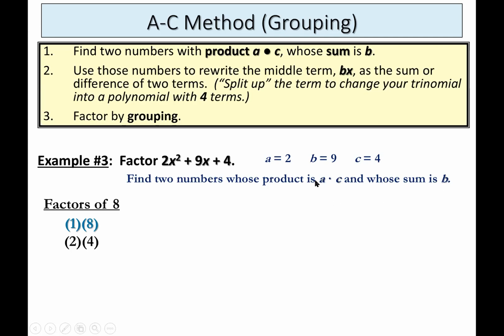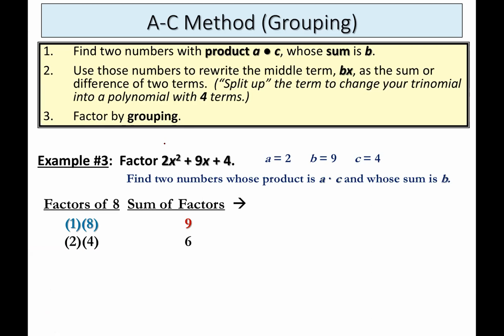So let's start with A times C. If we do A times C, 2 times 4, then we get 8. So suddenly we're dealing with 8, even though there's no 8 in this problem. 8 is the number we're listing factors of. All right, good, let's see. So I'm gonna click a little bit more here.